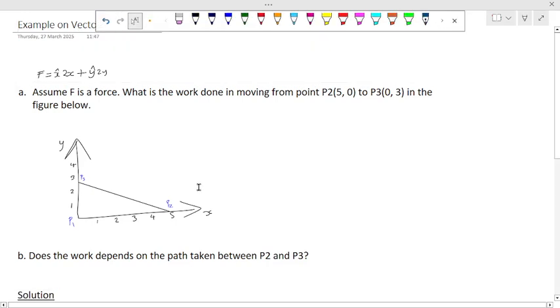So to move from here to here, this point is defined by the coordinates x and y: x is 5, y is 0. Then point 3, x is 0, y is 3. So we have to calculate the work done. And then, does the work depend on the path taken between P2 and P3? Okay, so now the solution.